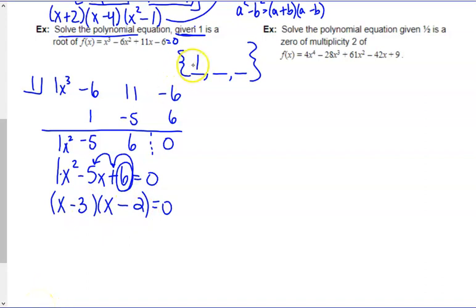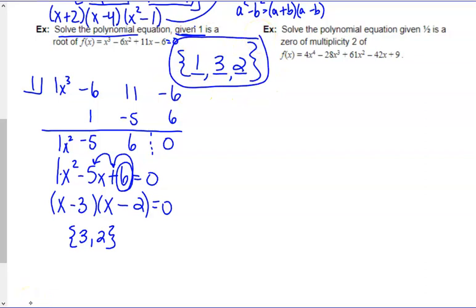So, along with 1 as an answer, what makes this 0? That would be a 3. What makes this 0? That would be a 2. Therefore, in addition to the one they gave me, 3 and 2 would solve that equation, and that would be your answer. Those would be your roots. Those would be your x-intercepts for that.